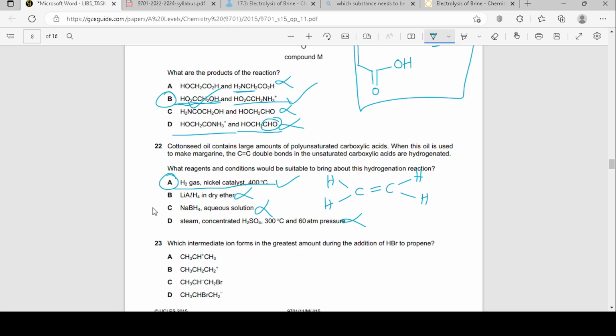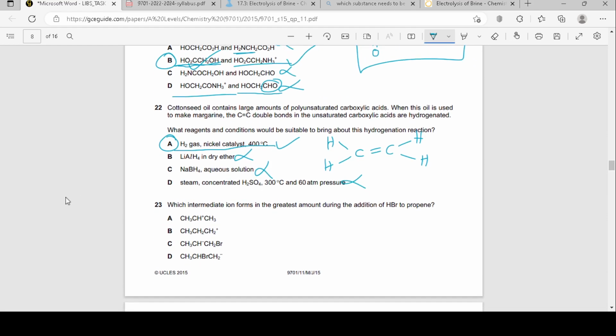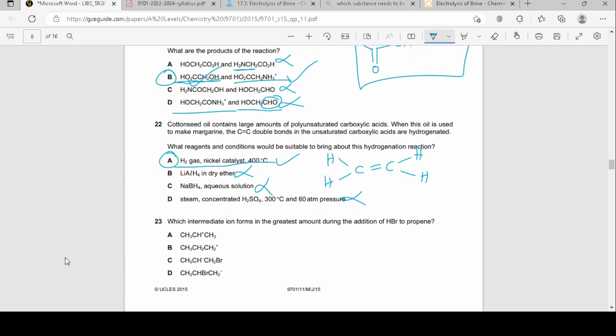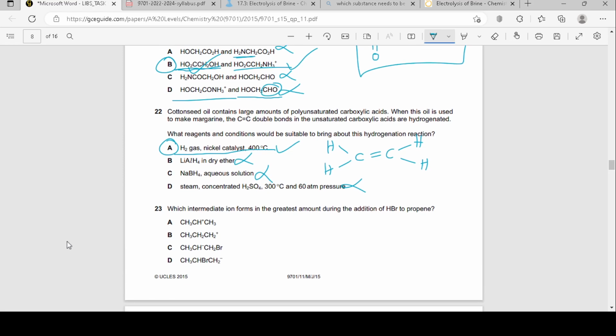hydrogenate alkenes. Because H2 gas, nickel catalyst, 400 degrees Celsius is a very strong reducing agent. I think it reduces a lot of things actually. For alkenes we usually do use this, I think. Because this is a very strong bond, a double bond, I'm not sure if the other substances are able to break it, but this is the best reducing agent in this case: H2 gas, nickel catalyst, 400 degrees Celsius.